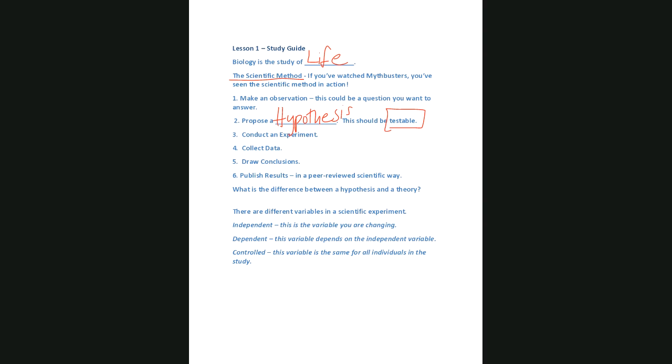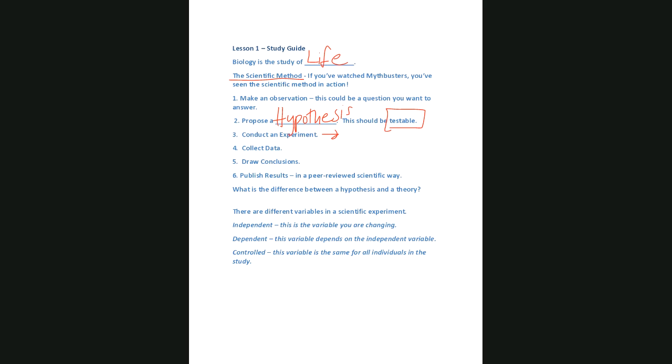So I would conduct an experiment, which would consist of me changing out the batteries. I would collect my data: does it turn on or not? And then I would draw conclusions. So let's say that it does not turn on. What conclusions might I draw? Well, I've proven my hypothesis incorrect, so I might go back and propose another hypothesis. Maybe it needs a new bulb, right? If I change the bulb, then the light will come on.